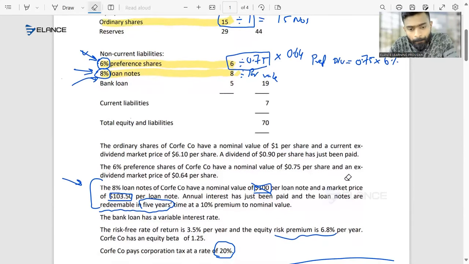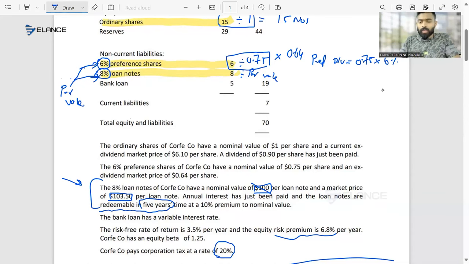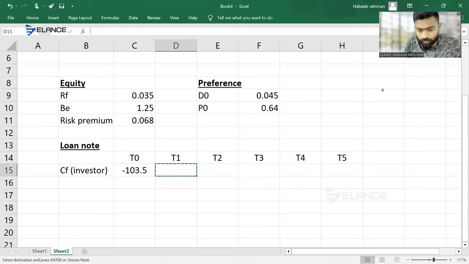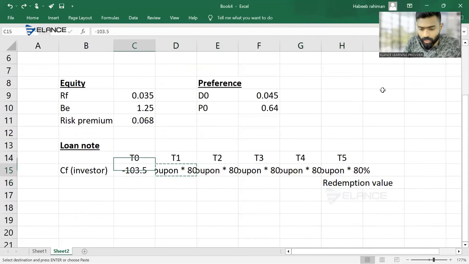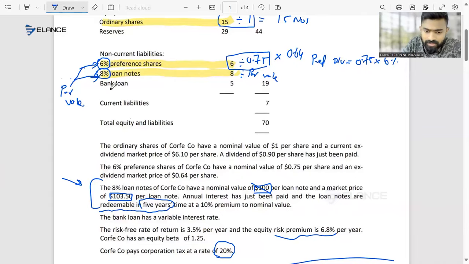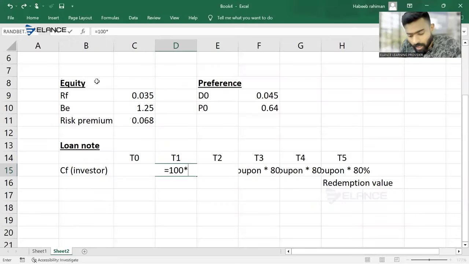It's always on par value. Preference share dividend percentage and coupon interest of loan note have to be on their par value. If the question doesn't say any par value for debentures, it is always 100. So 100 is the par value. Multiplied by 100, they are assured a percentage of 8%. That means 100 into 8% is 8. This will be the coupon interest for every year, $8.